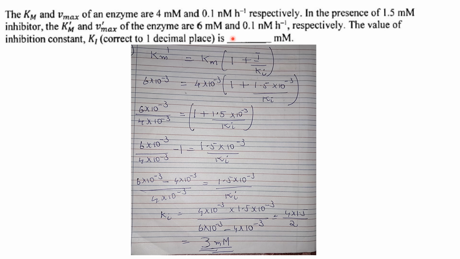So you have to use the formula for when competitive inhibitor is present for Km dash. So Km dash is equal to Km (1 plus I by Ki). You have to find the value of Ki. Substitute the values. This is the calculation for Ki and you will get it as 3 millimolar.